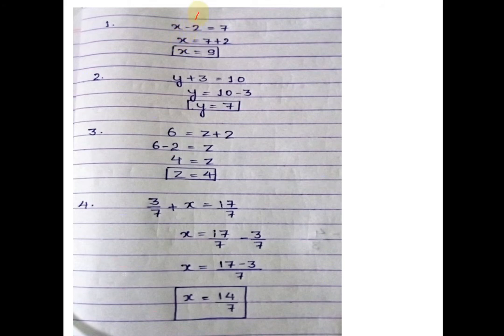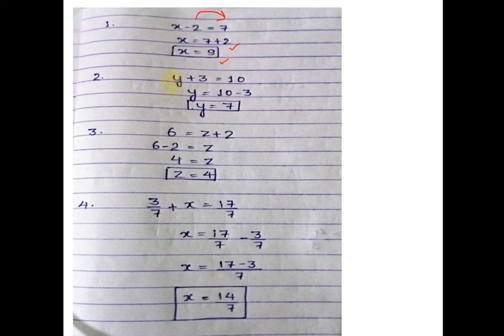So what you will be doing, you will take this minus 2 to the right hand side, and it will become positive. So 7 plus 2 gives you x equals 9. So this is the answer. Since it has not been asked to check whether the solution is correct or not, we are not checking it, we have just solved it.